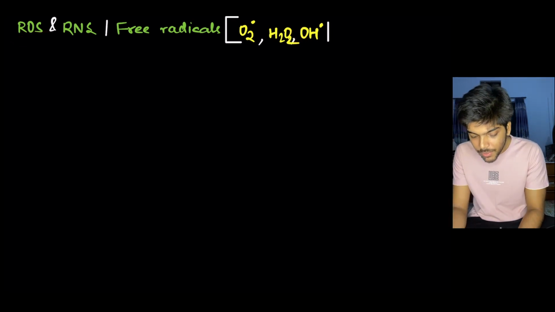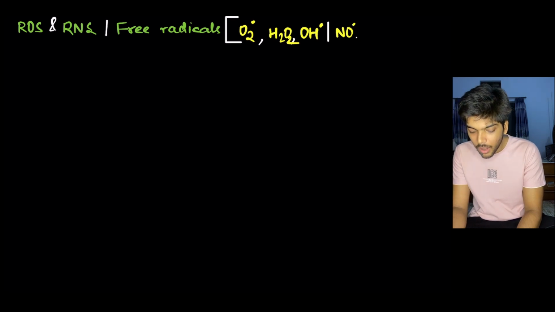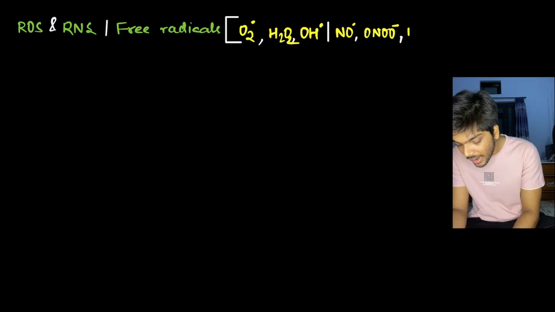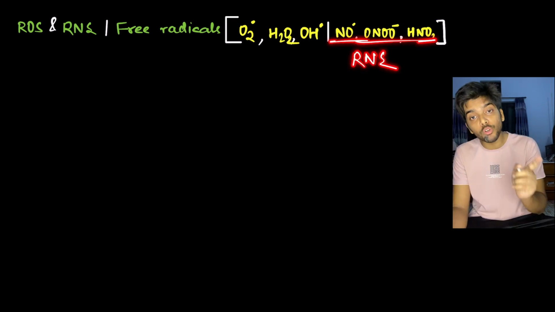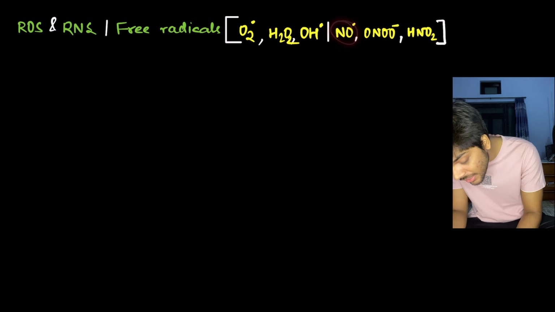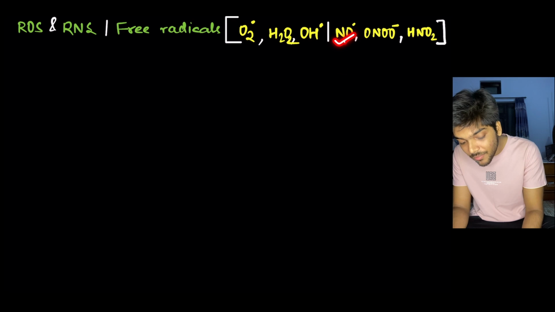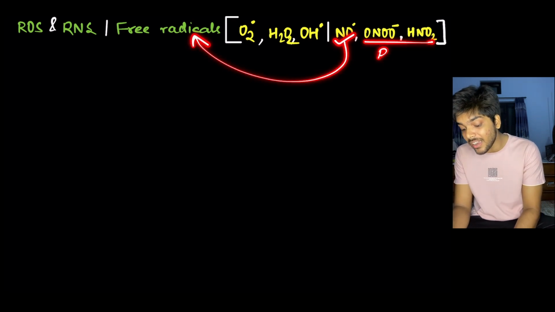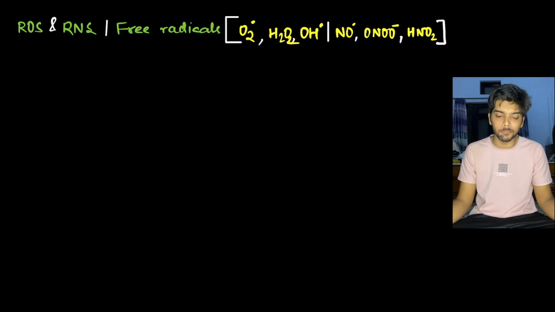Second, reactive nitrogen species. We have nitric oxide, we have peroxynitrite, and then we have nitrous acid. All three of them are reactive nitrogen species, but only nitric oxide has that dot at the top representing the unpaired electron. So only nitric oxide is the free radical. The rest of them are reactive in nature, that is, they can give rise to other nitrogen containing free radicals.